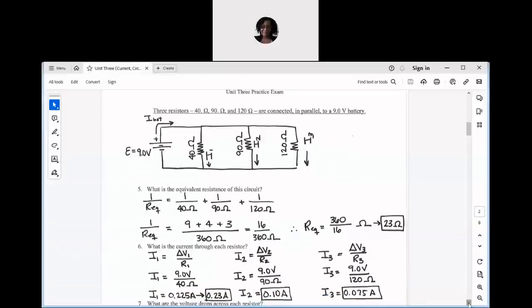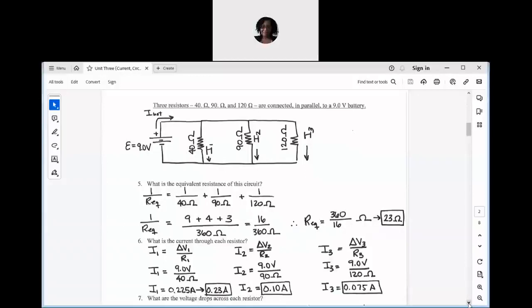The current through each resistor, this is a problem that we could solve using our equivalent resistance that we calculated in number 5, but it's not required. And the reason why it's not required is because I actually have 3 intact loops that just overlap one another. So I can take the battery and the 40 ohm resistor as being one of those loops, the battery and the 90 ohm resistor being the second loop, and then the battery and the 120 ohm resistor being the third loop. So I'm using Ohm's law here, but not applying it to the entire circuit as a whole, but just individual loops in the circuit.